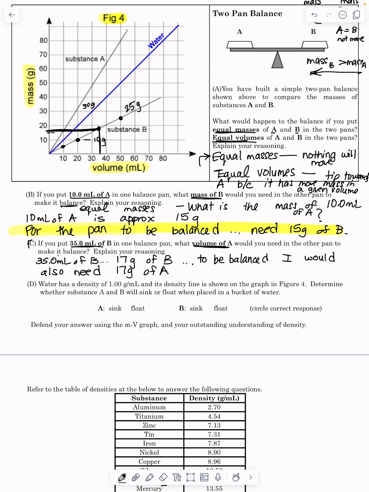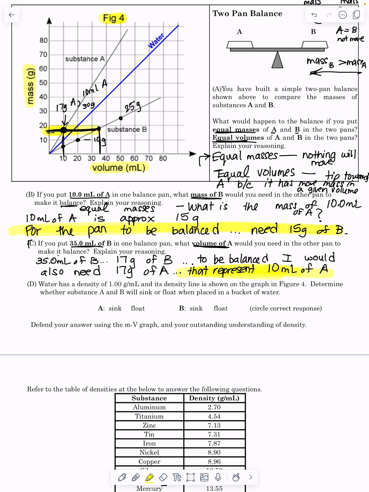I kind of already have it labeled off here. If I have 17 grams of A, where does it hit on its graph, and what volume would that be? Well, the graph is right here. This is 17 grams of A. It looks like its volume is about 10 milliliters of A. So that would be the answer.